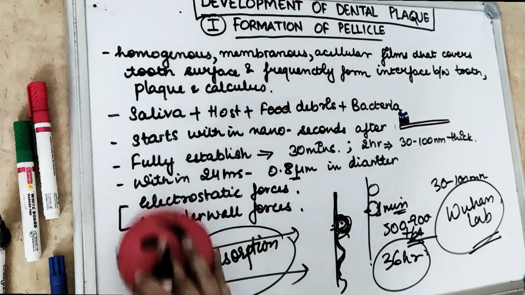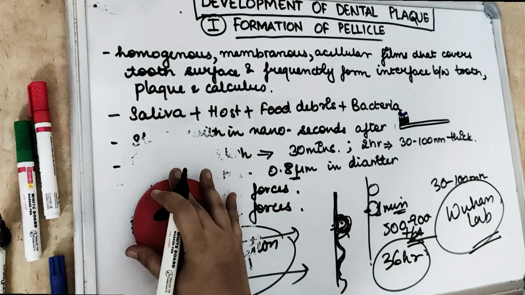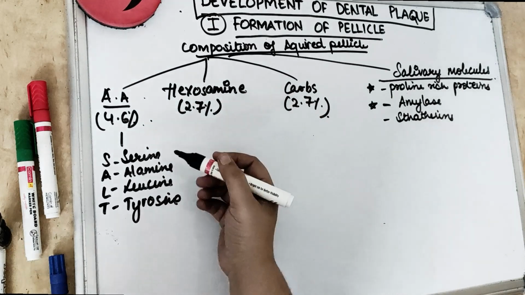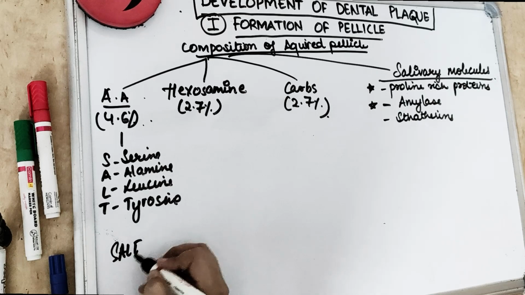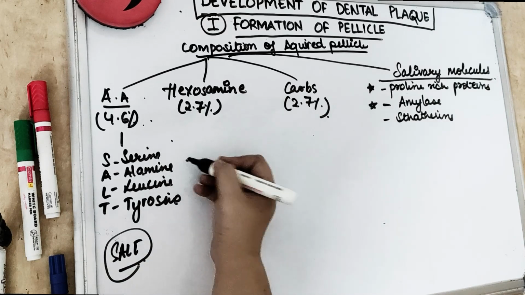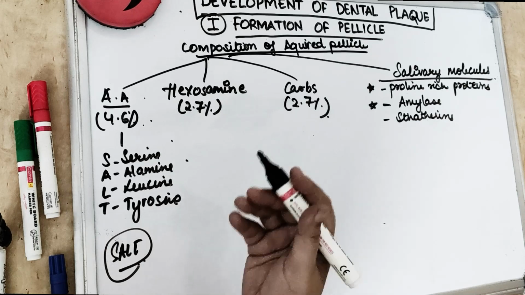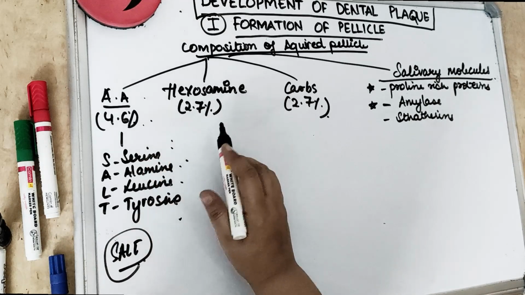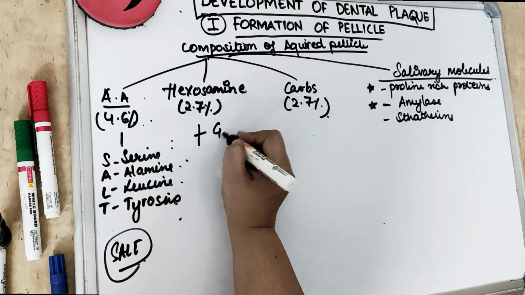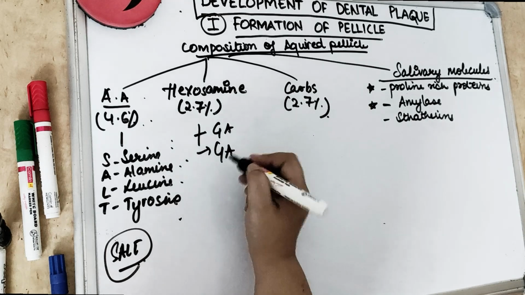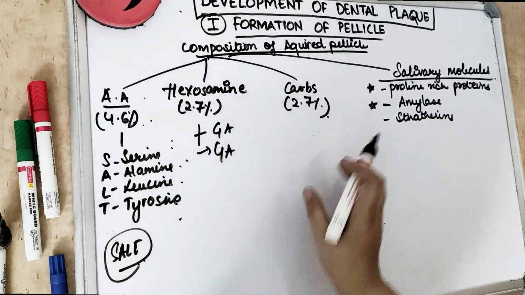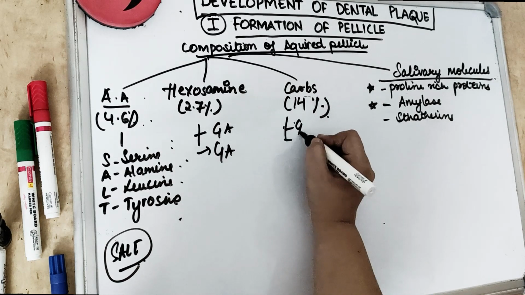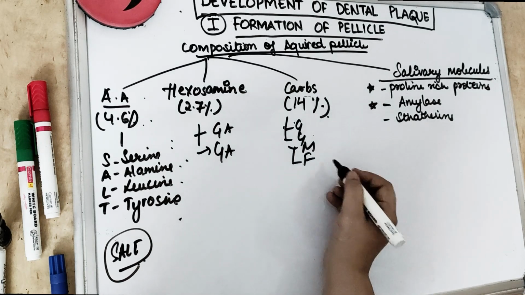So coming to the composition of the acquired pellicle. The acquired pellicle consists of amino acids 4.6%, and these amino acids are more salt. So you can remember it from the salt: serine, alanine, tyrosine, and there is also leucine present. So serine, alanine, leucine and tyrosine. So these are more salt amino acids. Hexosamine, if we talk about, we have glucosamine and galactosamine. They occur in 2.7% and also 14% of the carbohydrate. These are 14% of the carbohydrate: glucose, galactose, mannose and fructose, the main basic carbohydrates.